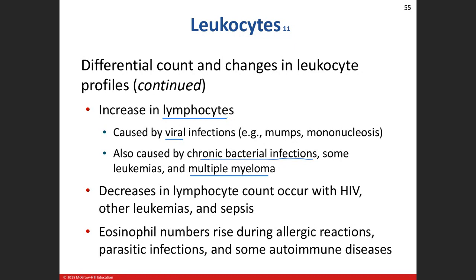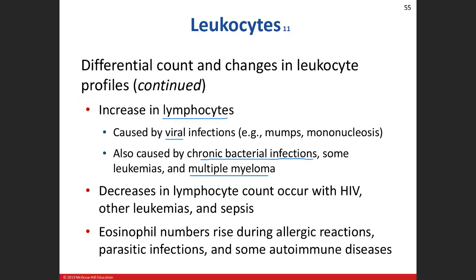Does anyone know what multiple myeloma is? It's another bone marrow type of pathology. Okay, it can affect the bone marrow quite a bit, and the plasma cells. Because remember, our plasma cells, you actually see an elevated number of B lymphocytes and plasma cells in multiple myeloma.